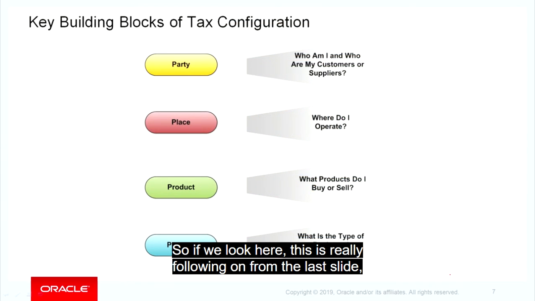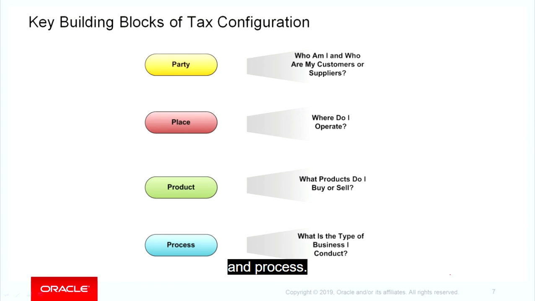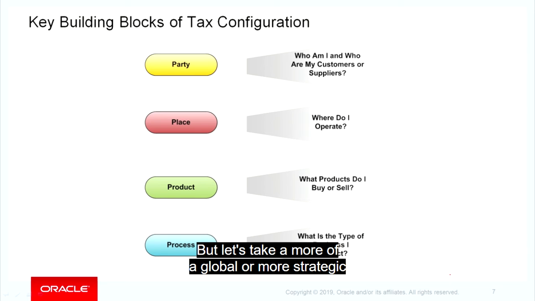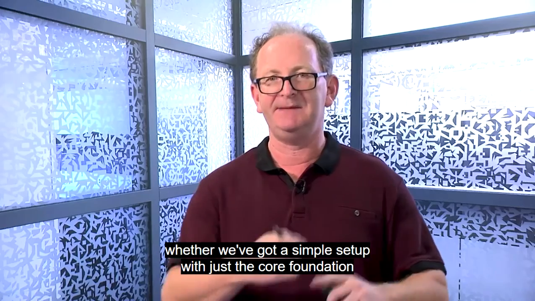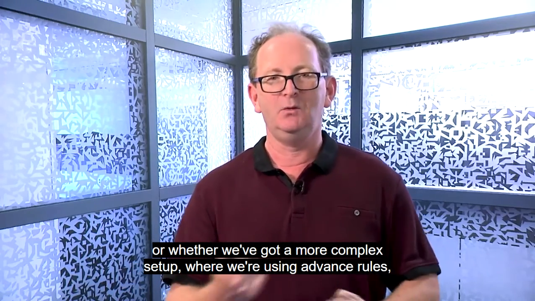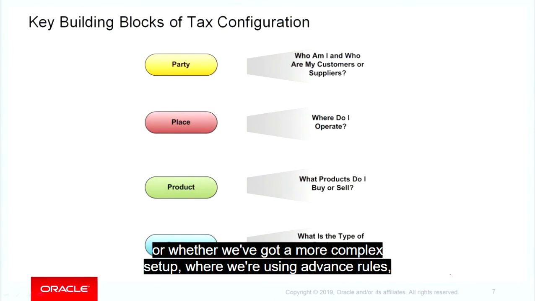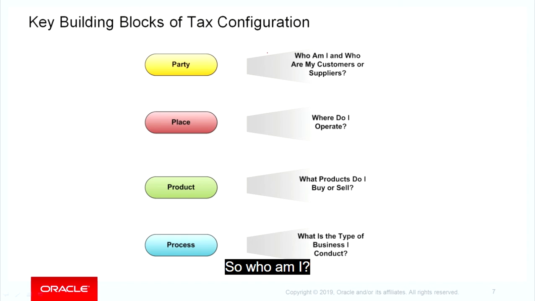So if we look here, and this is really following on from the last slide where we've got the regime to rate, and we've got our determining factors, split, party, place, product and process. But let's take a more global or more strategic view here of how we're going to implement this tax engine. So before we do anything, and before we decide whether we've got a simple setup with just the core foundation, or whether we've got a more complex setup where we're using advanced rules, these are the 4 questions you might want to ask yourself. So who am I?